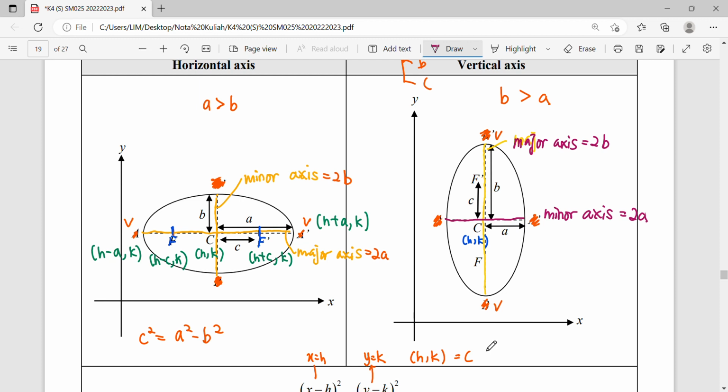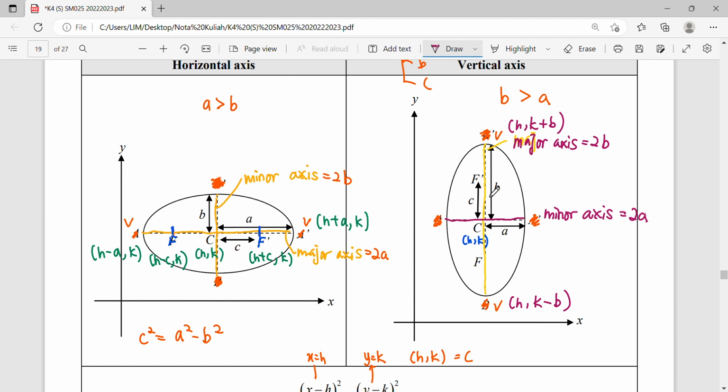To get the vertex, from the center, you are going down to get the vertex here, vertices here. So if you're going down, the coordinate will be y minus the length of B. So this is your length of B. So if you want to find the upper vertex, it will be H then K plus B. Because you're moving up, coordinate Y akan bertambah.